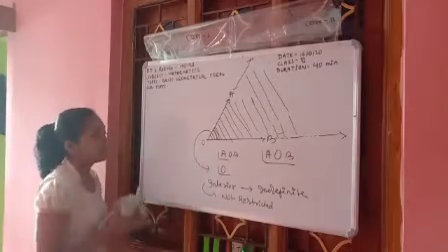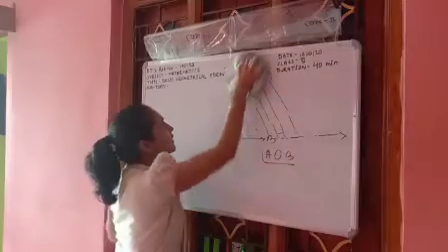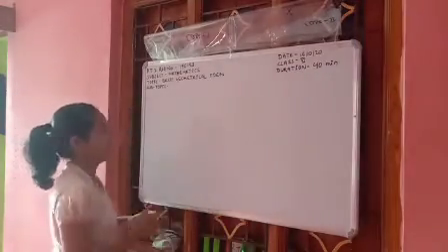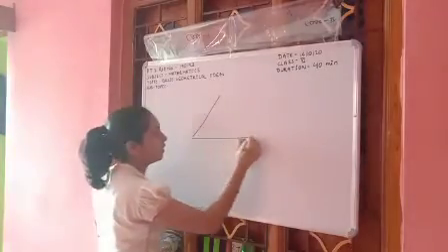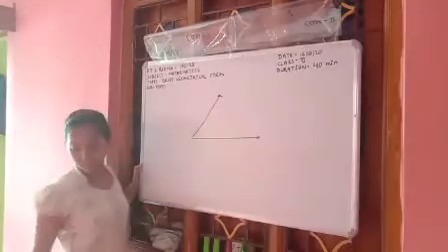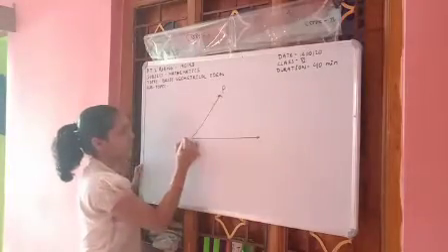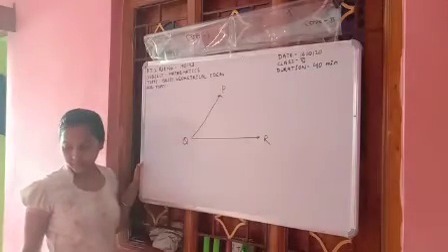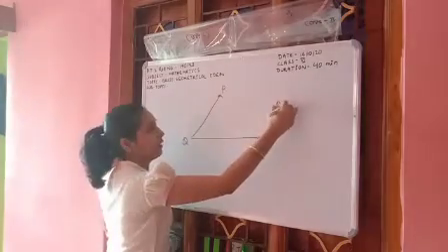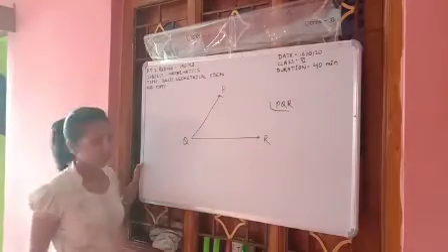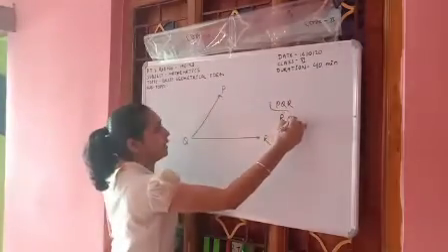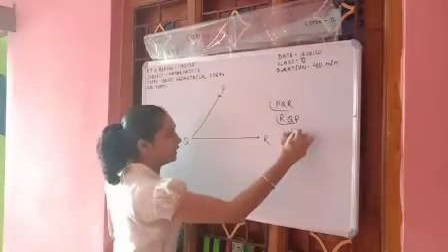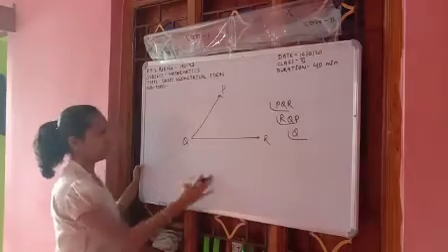Then see another example. Here is an angle PQR. Name the angle. PQR and RQP, and in the short form we can write it as angle Q. Very good.